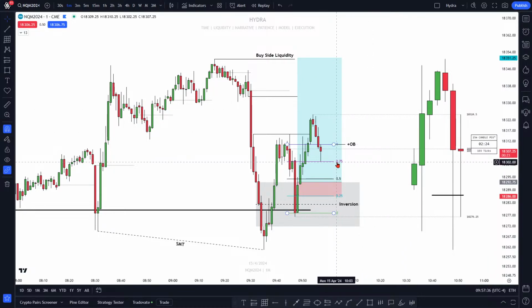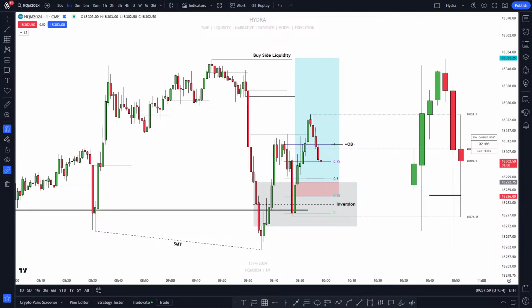You touch the lower quadrant, right? Sorry, upper quadrant. There's an SMT up. Where did it form? Last line of defense, the mean threshold.